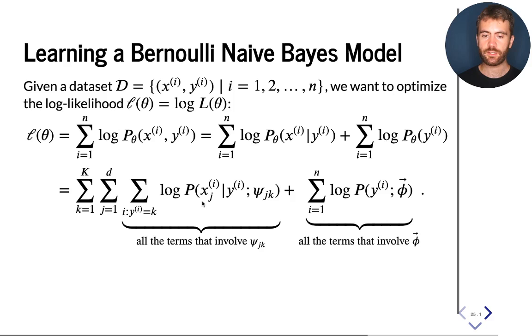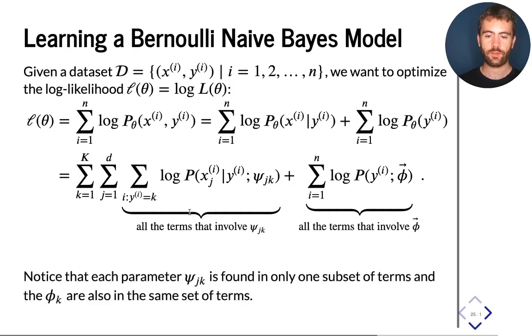And now I'm going to make the same observation that we made when we were looking at the Gaussian discriminant analysis. The observation is that if I were to take any parameter, this parameter is only found in a small subset of all the terms in this summation. So for example, all the terms that involve phi, they are here.